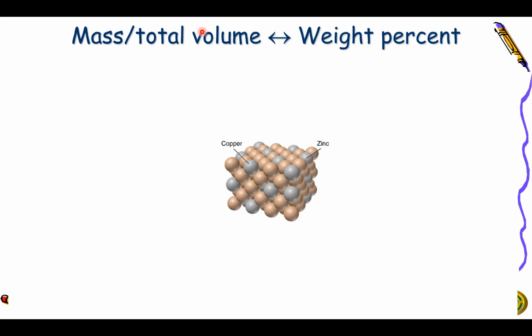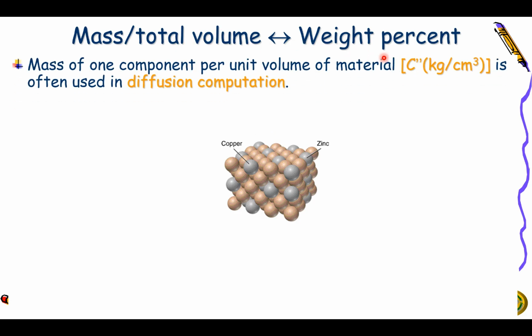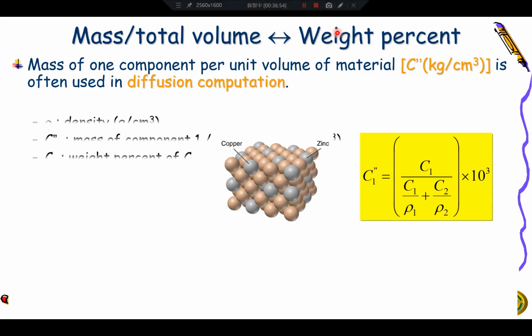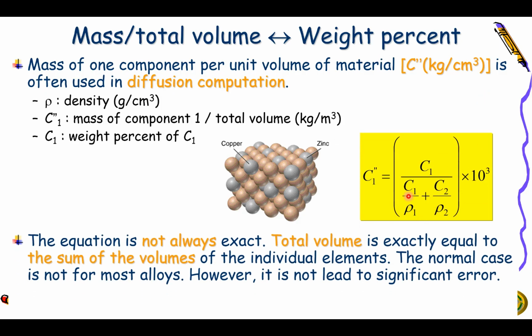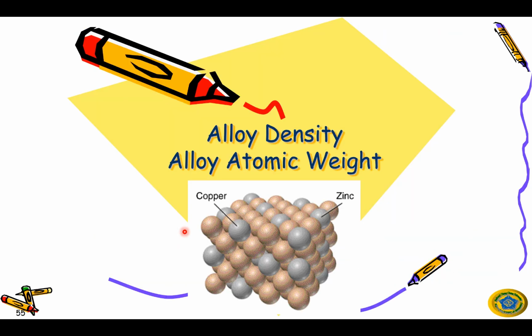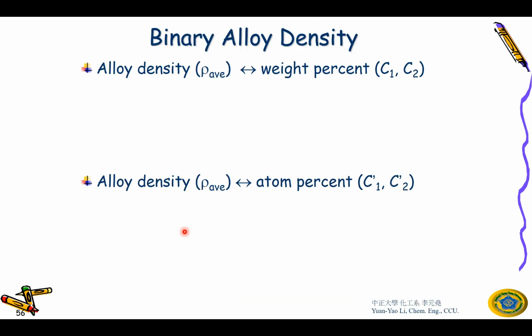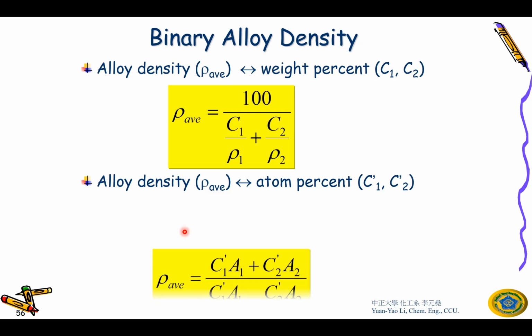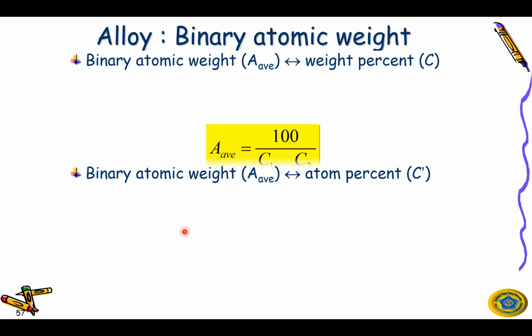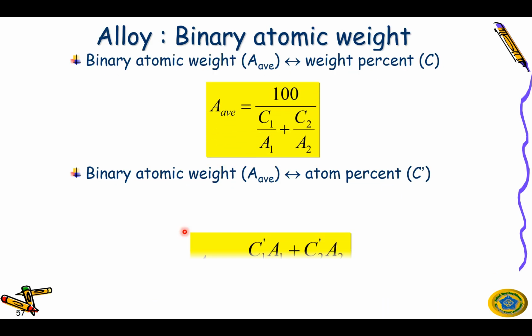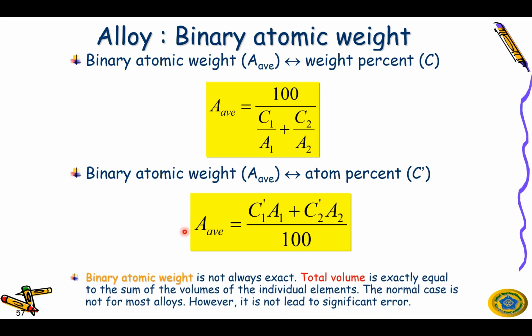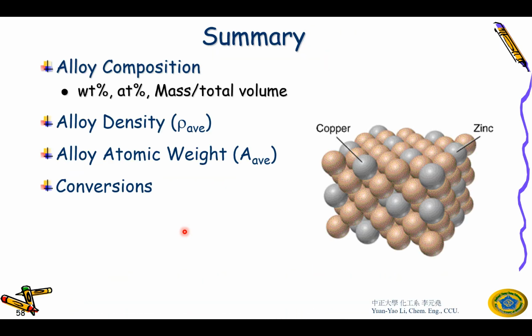And so how about mass per total volume to the weight percent? Again, you need density, right? This is density. So the conversion factor is density, so you can do this by yourself. So alloy density and alloy atomic weight. I think I will skip this. This is very easy. I don't think you will see this in your final exam paper. Just basic, simple calculation.